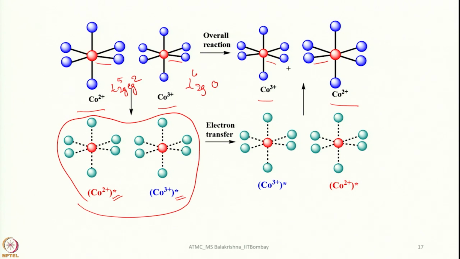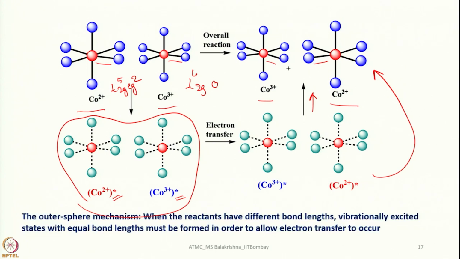This is where energy is needed, activation energy, to prepare both the complexes to look alike, so that electron transfer can be completed. Once electron transfer is completed, they will revert back to this one. This is how you can represent pictorially the transient state where both the species, reductant and oxidant, have similar bond distances. So, in the outer sphere mechanism, when the reactants have different bond lengths, vibrationally excited states with equal bond lengths must be formed in order to allow electron transfer to occur. This you should bear in mind.